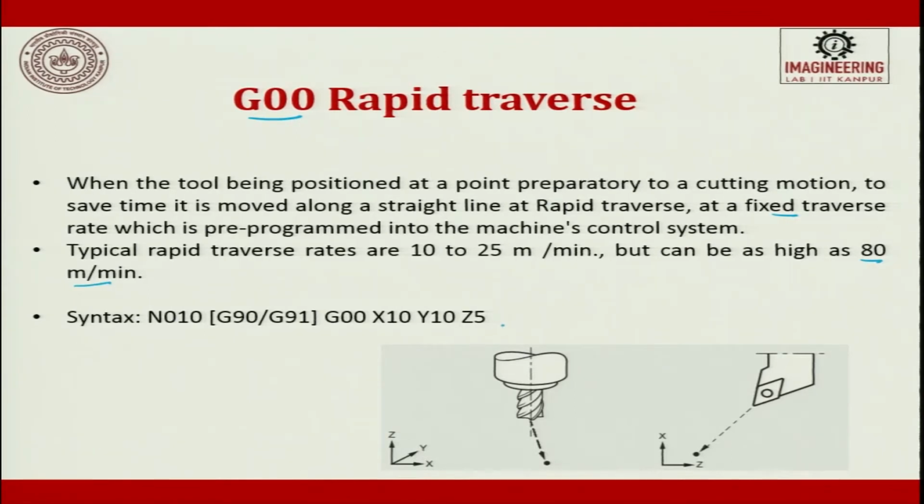So, the syntax when we use this G00 command: this is the numbering of the block, N0010, and then you can say whether to follow absolute scale or incremental scale, any one. Then you say G00, which is rapid traverse, and then you define X, Y and Z motion. This will be the destination point to which the tool will move.